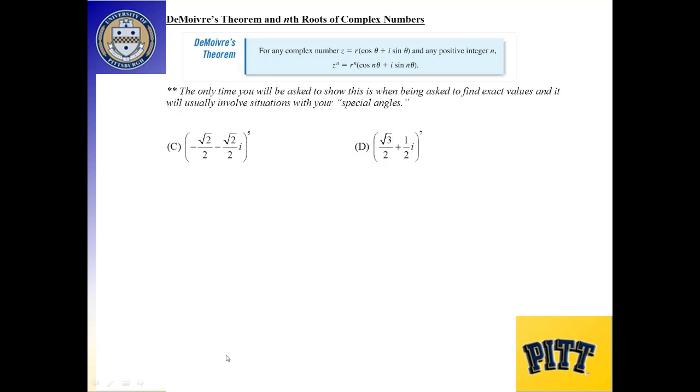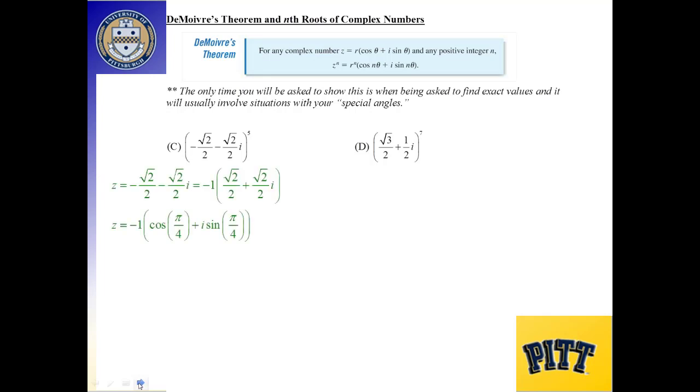Now, I haven't done any work. I haven't raised that complex number, negative square root 2 over 2 minus square root 2 over 2i, to any other powers beforehand. And even if it were 5, that doesn't have a whole lot of factors. So I'm just going to first convert the number into polar form.